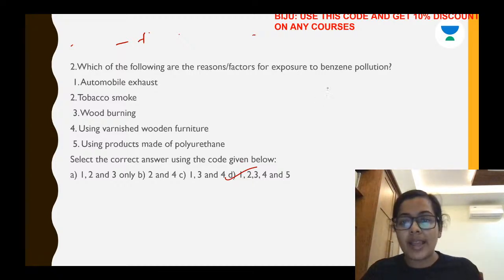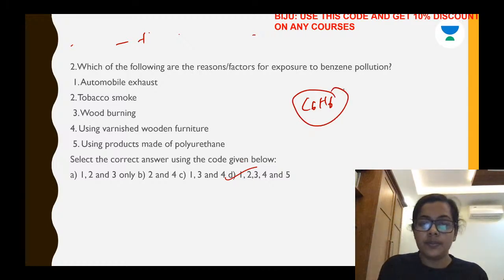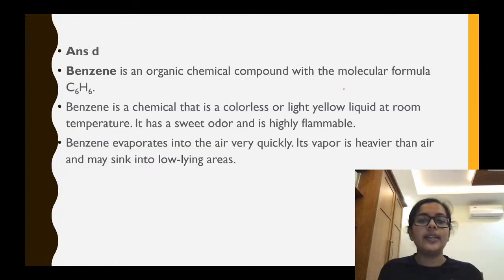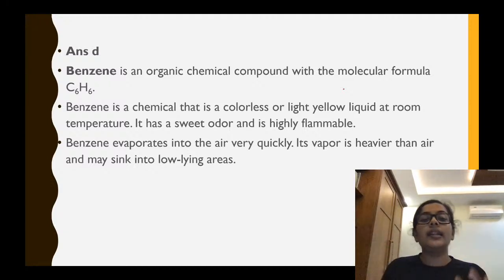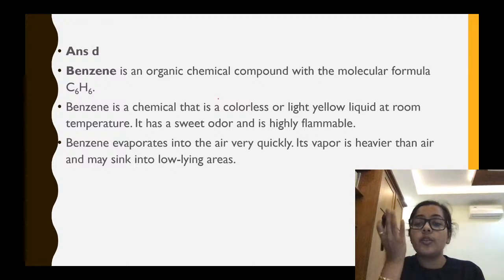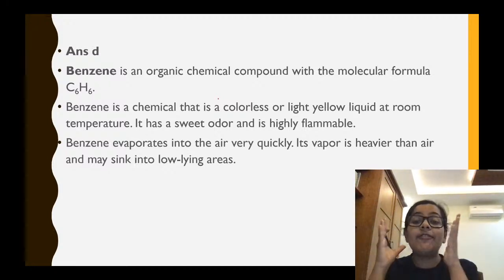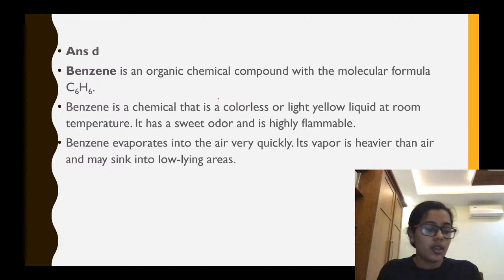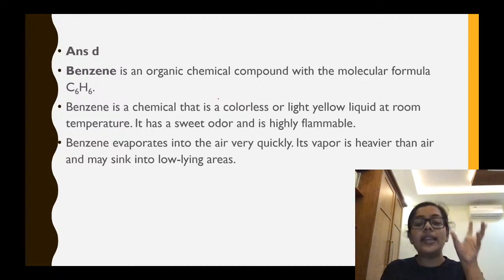What is benzene? Benzene is C6H6, an organic compound with the molecular formula C6H6. Benzene is actually colorless, sometimes a light yellow color at room temperature, with a sweet odor, and it is highly flammable. Benzene will evaporate quickly in the air. Its vapors are heavier than air and may sink into low-lying areas.